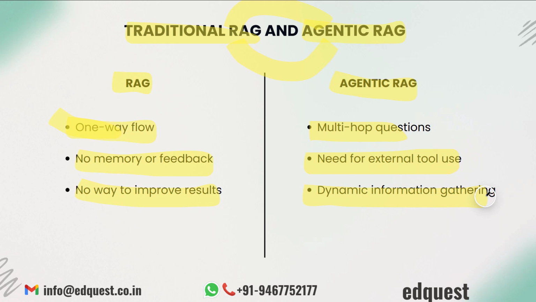In short, traditional RAG is about retrieving information. Agentic RAG is about intelligently and dynamically gathering and synthesizing information to solve problems. And this shift is what will enable AI to tackle more complex, real-world tasks in the future.